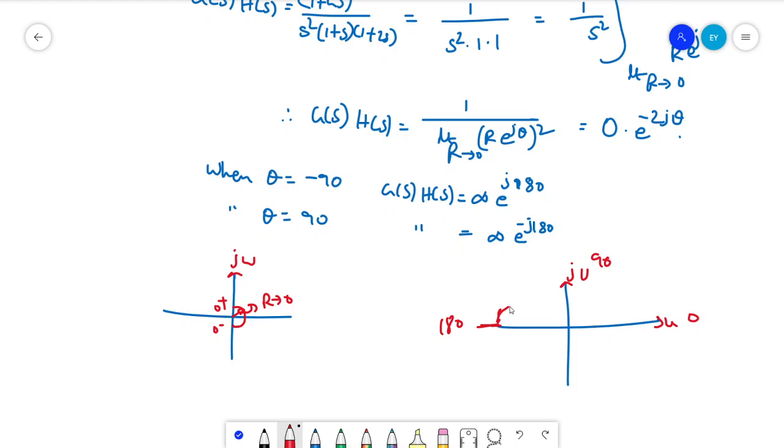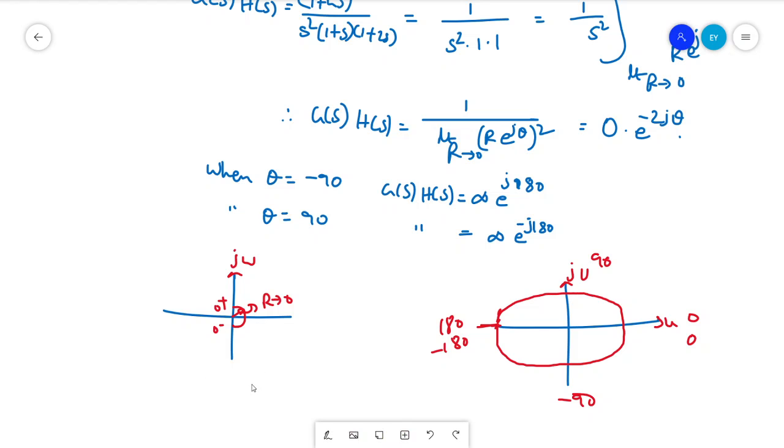So it will actually encircle, making infinity radius, and it will end up at minus 180. Okay, 0, minus 90, minus 180. So this is how the plot looks for case 4. Now we need to club all the four cases.